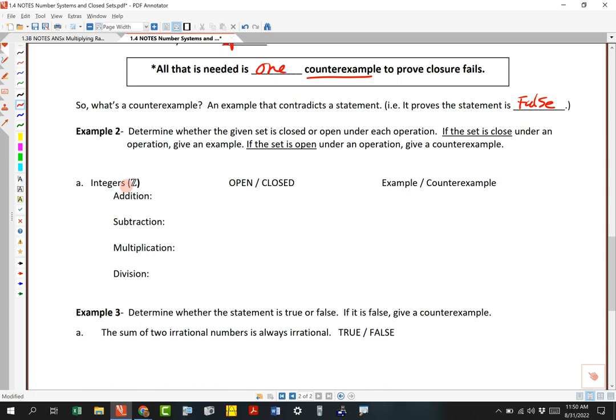So when we say, is it closed or open under addition, what we mean is, if you add two integers together, do you get another integer? So let me say that again. If you add two integers together, do you always get another integer? I see some shaking heads. The answer to that is yes. So this is closed.